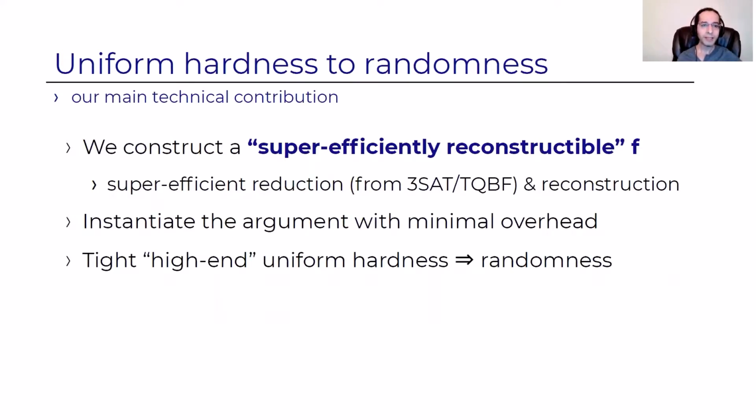And our main technical contribution is to construct a super efficiently reconstructible function f, meaning a function f that both has a super efficient reduction from TQBF and that has a super efficient reconstruction algorithm for the PRG. We then instantiate the PRG reconstructive argument in a modified way, but that ensures that it has a minimal overhead, and we get a tight, uniform hardness to randomness result for the high-end setting.